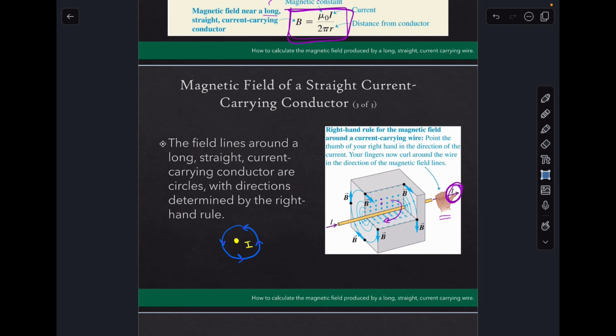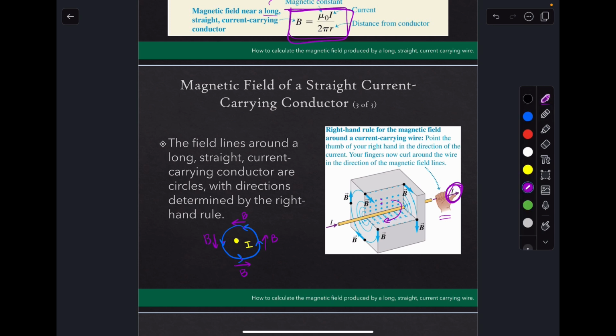So we have the current coming out at you, so your thumb is going to be pointing out of the screen. And then the fingers of your right hand are going to curl in the counterclockwise direction. So in that perspective, your B field on top of the wire will be to the left. Your B field below the wire will be to the right, and the direction of the B field to the right of the wire will be up, to the left of the wire will be down.